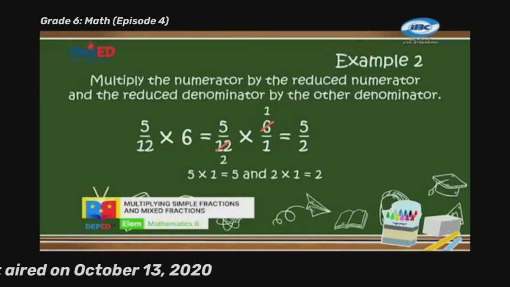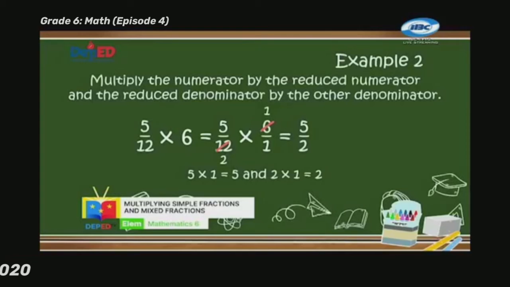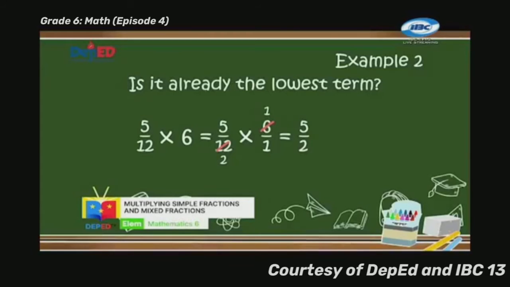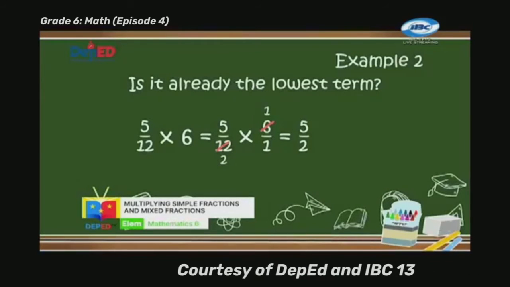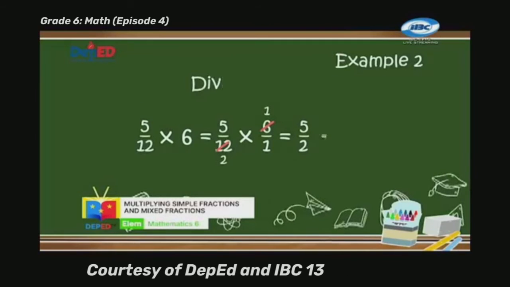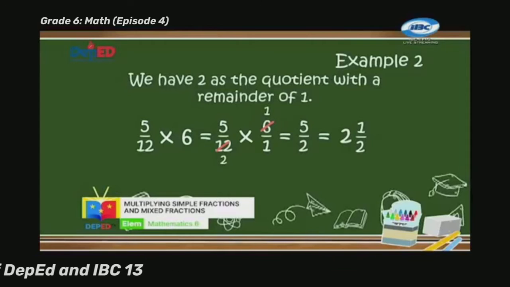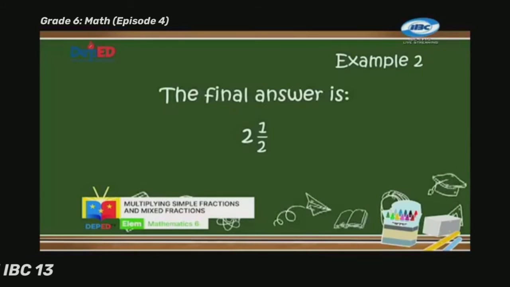Multiply the numerator by the reduced numerator. 5 times 1 equals 5. Also multiply the reduced denominator by the other denominator. 2 times 1 equals 2. We have 5 halves. Is it already the lowest term? Not necessarily, because it is an improper fraction and we need to change it to mixed number by dividing 5 by 2. We have 2 as the quotient with a remainder of 1. Therefore, the final answer is 2 and 1/2.